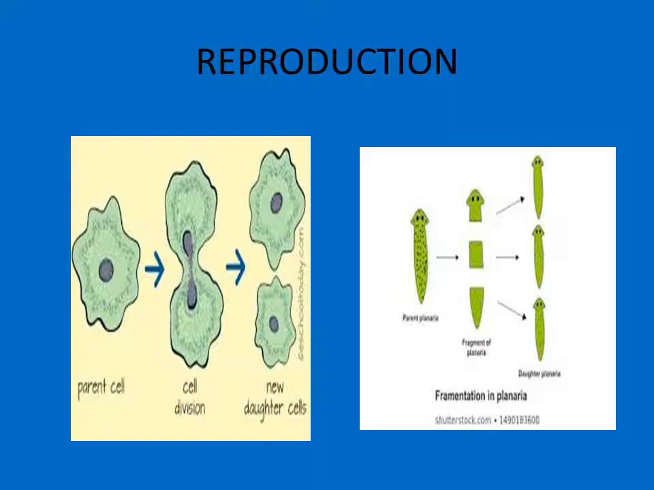In the second picture, you are familiar with the process known as fragmentation in the case of planaria. It is also known as regeneration. So here, the planaria, which belongs to the phylum Platyhelminthes, has the ability to regenerate. The body of the planaria is cut into three pieces, and you have also studied in class 10th that these are the head region, middle piece, and the tail region. All of these pieces have the ability to regenerate the whole organism.